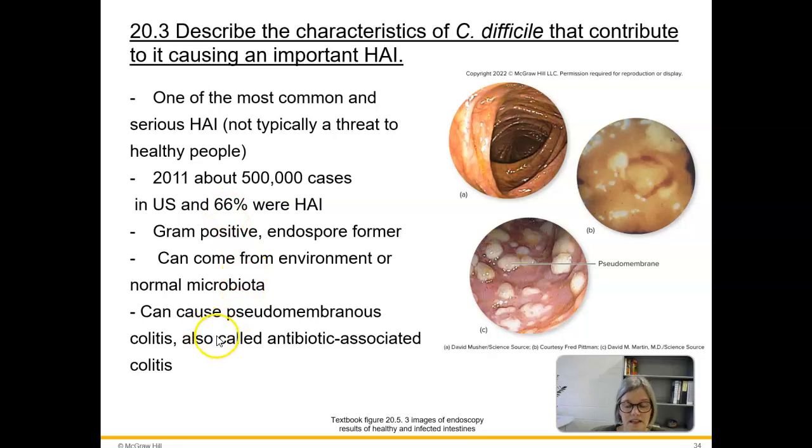And it can definitely cause death. So C. diff is one of those that you have to be really cautious about and be aware of. It can be treated, but for some people, the treatment does not work very well, especially if they've had it for an extended period of time.